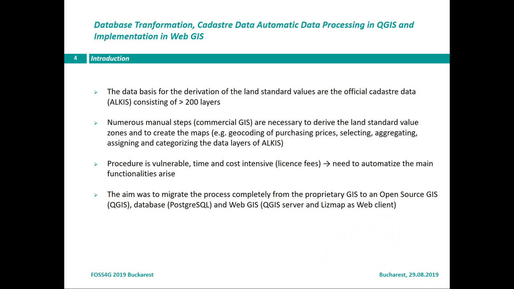Some introduction. The databases for the derivation of the land standard values are the official cadastral data, which is the ALKIS data. This data consists of more than 200 layers. Creating the map that I showed you needs huge manual steps, like geocoding of the purchasing price, selecting, aggregating, and categorizing the data. It takes time, and this process is really time and cost intensive.